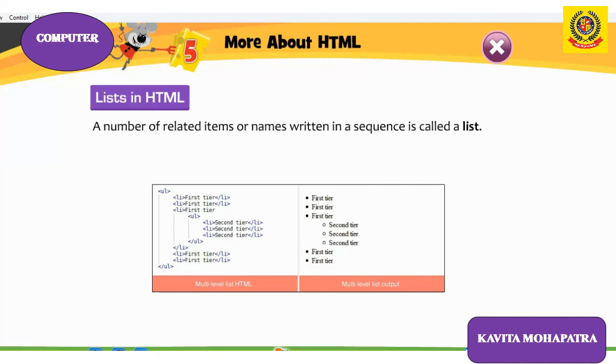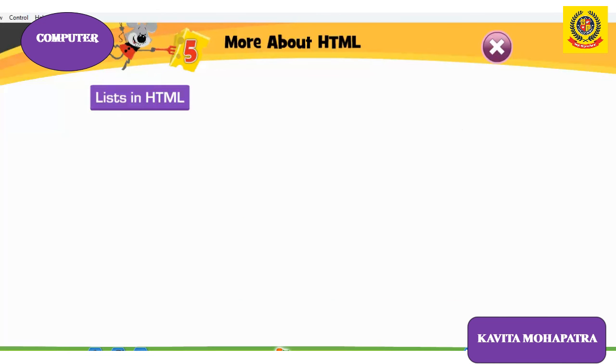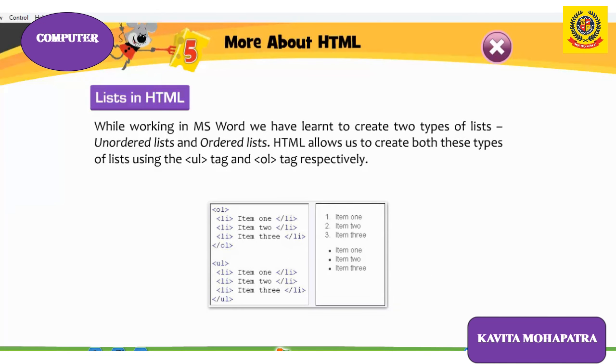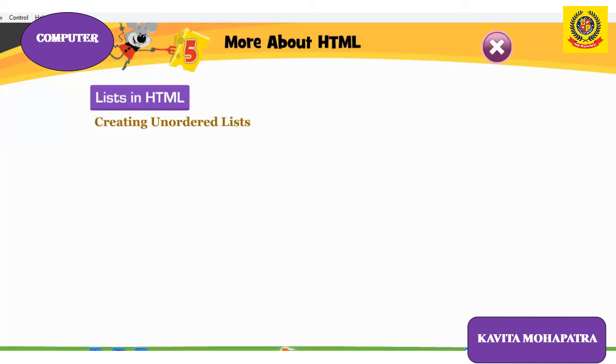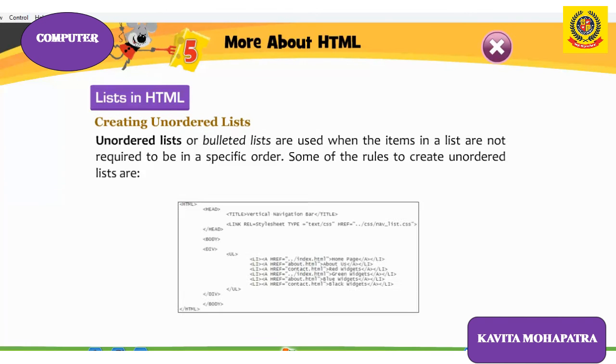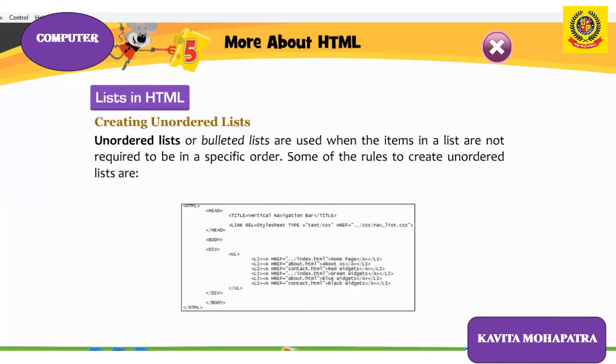So for a list we use the li tag. Then there are two types of list, unordered list and ordered list. So OL stands for ordered list and UL stands for unordered list. While working in MS Word, we have learned to create two types of list, unordered and ordered list. So now HTML allows us to create both these types of list using the UL and OL tags respectively. So creating an unordered list. Unordered means UL.